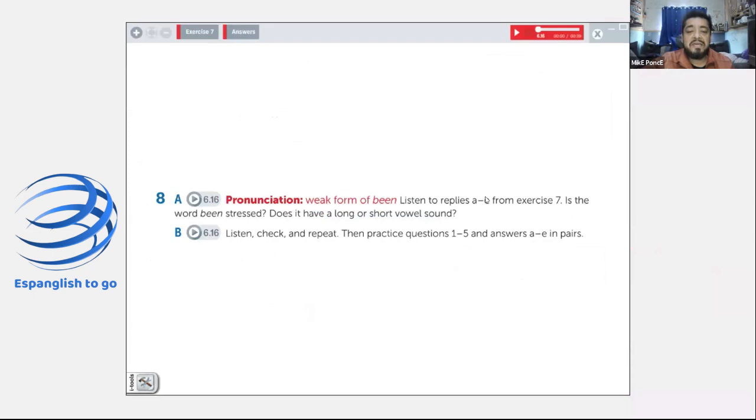Here we have pronunciation, the weak form of being. Listen to replies A to E from exercise 7. Is the word being stressed? Does it have a long or short vowel sound? So let's listen to the answers. Let's listen to the audio.